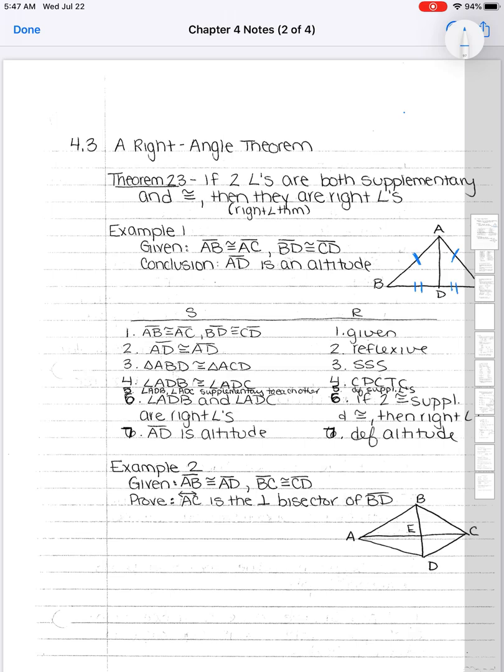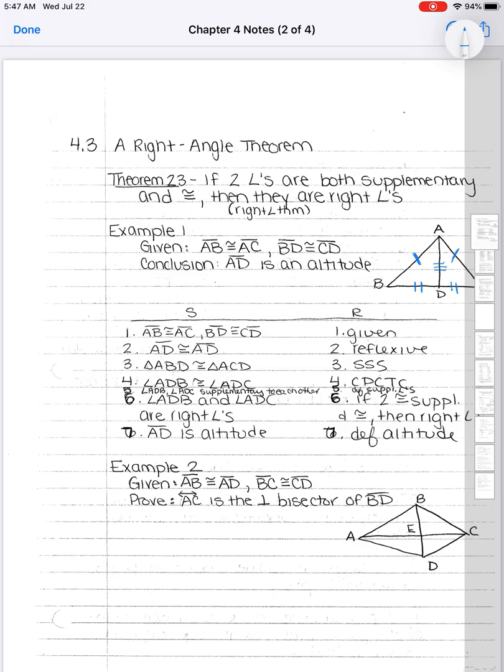So let me show you how this is used in a proof. So it says, given that AB is congruent to AC. So again, AC keeps getting cut off here. And we know that BD and CD are congruent. We want to prove that AD is an altitude.